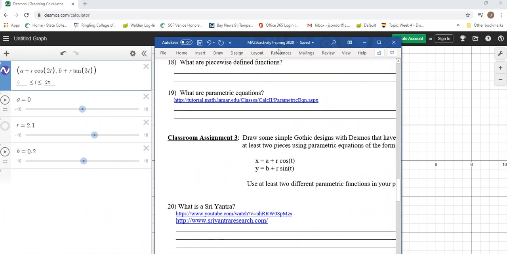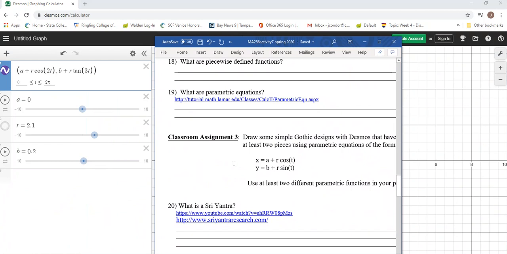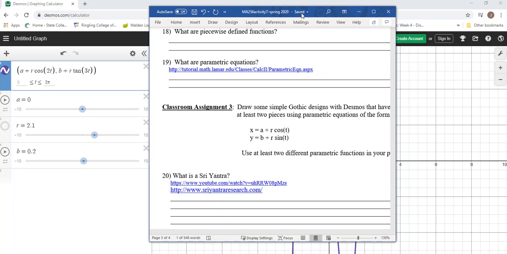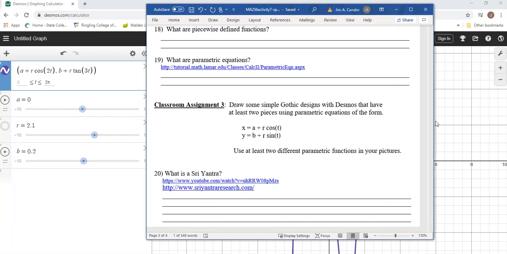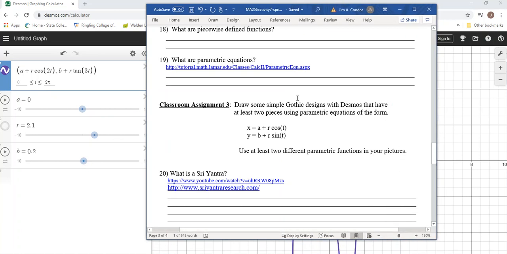All right, so let's bring that back over. So that's classroom assignment 3, is to get those in that form in Desmos, and just play around with some of the parameters and get a feel for that kind of a function and what it looks like.